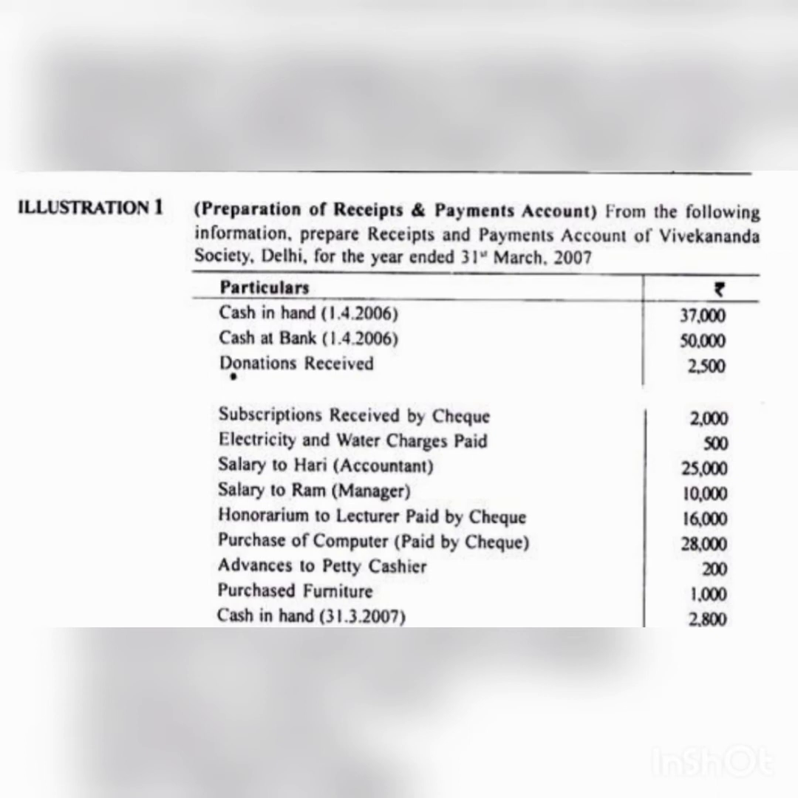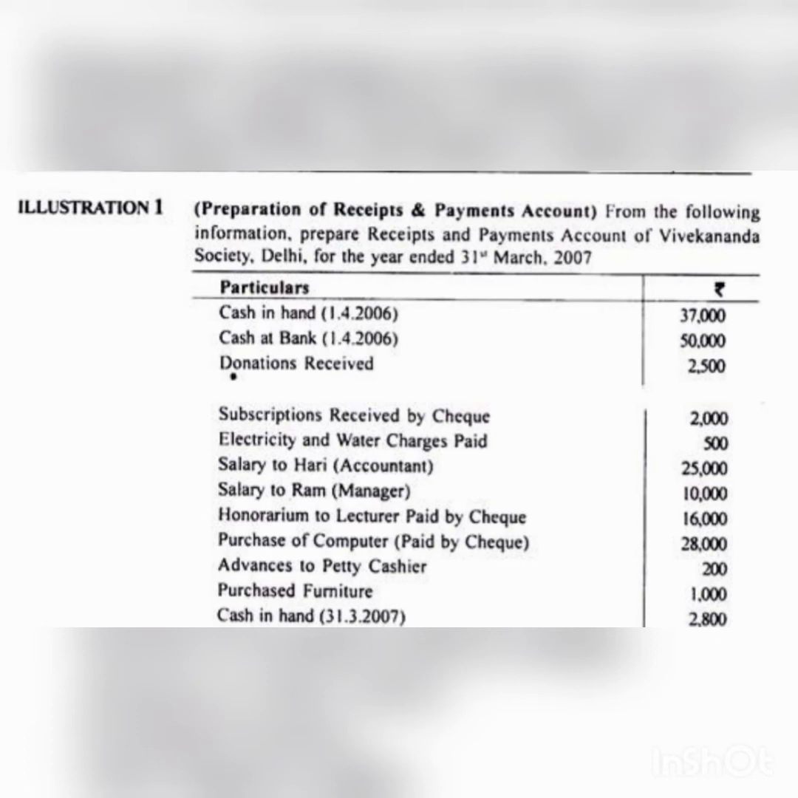Here donation received is an income or receipt of the non-profit organization. So transfer an amount of 2,500 on the debit side to donation. The next item is subscription received by check. Subscription is an income or receipt of the non-profit organization. So transfer an amount of rupees 2,000 on the debit side of receipts and payments account.